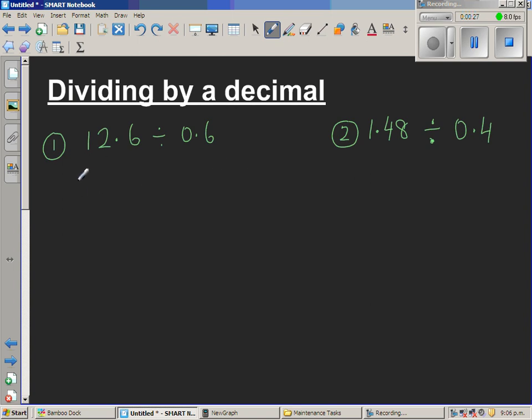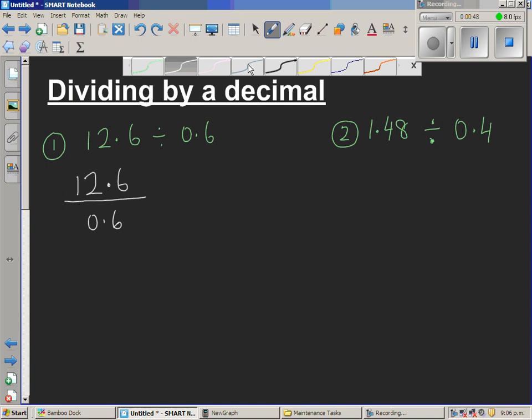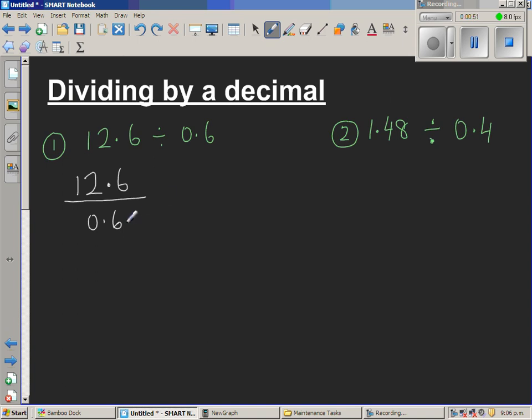Let's write this in a different way. This is the same as writing 12.6 over 0.6. This line is called the division line. Now, when you want to divide by a decimal, it's always good to make that a whole number. To make 0.6 a whole number, if I make this 10 times bigger, it will become 6. So I'm going to multiply the denominator by 10, and if you multiply the denominator by 10, you also multiply the numerator by 10.